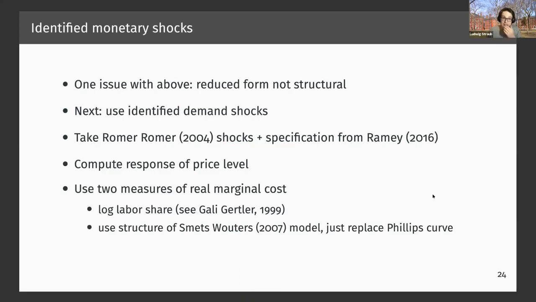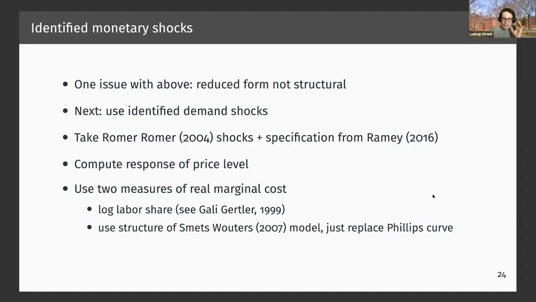So the second thing we do here is we look at identified monetary shocks. So we take a simple Romer regression. We figure out the response of the price level, and we also figure out what the response is of several proxies for marginal cost.